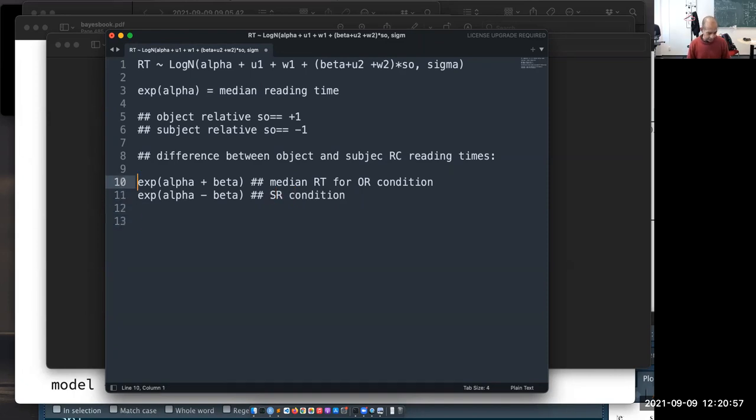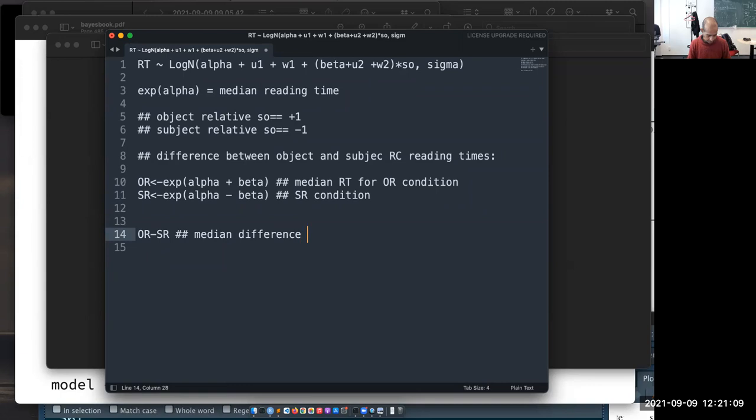And so if I compute this and I compute this and I take the difference between them, OR minus SR, I can get the posterior distribution of the difference between the two conditions on the millisecond scale. That is pretty cool. I can plot the difference on the millisecond scale because that's what I can interpret. As a human being, I'm not very good at interpreting what's happening on the log scale. Well, now I am because I'm experienced in this. But when you're starting out in life, you're not used to thinking about the log scale.